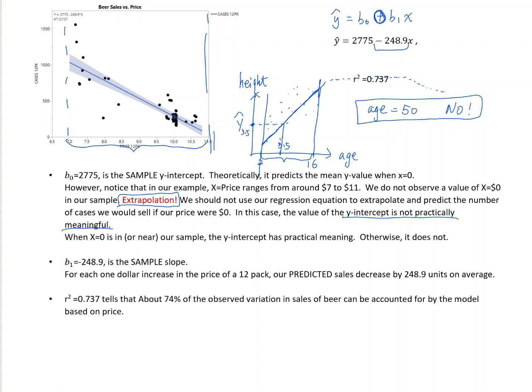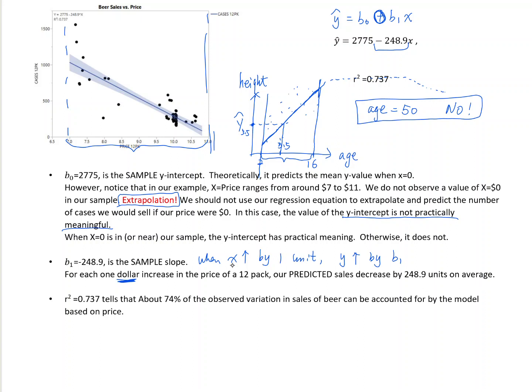And then we say when x increases by 1 unit, y will increase by the slope, right? So now we have the detailed case. So we say for each $1 increase in the price of a 12-pack, our predicted sales decrease by 248.9 units on the average. Alright, so here there are several things.